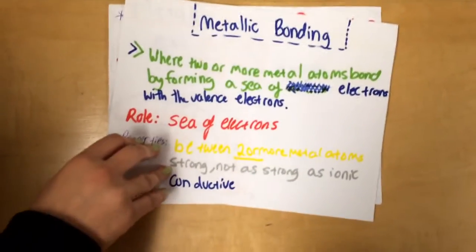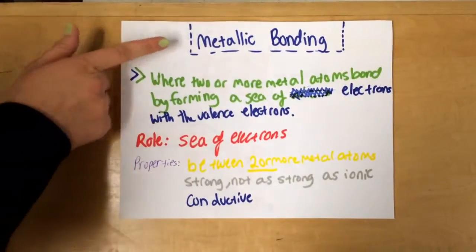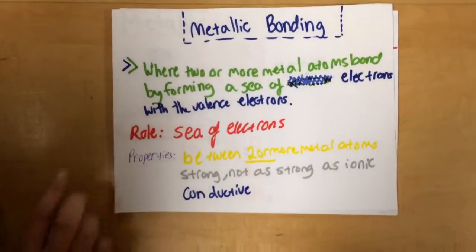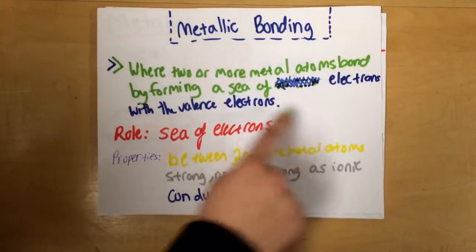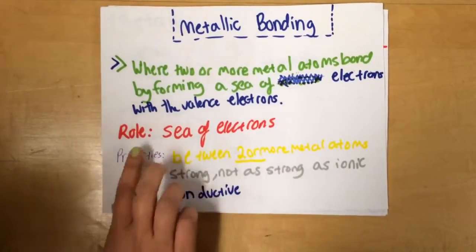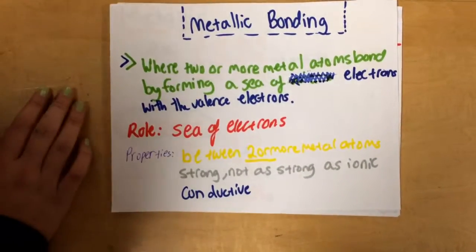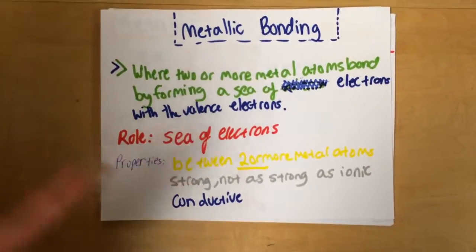So there are 3 bonds, and they are metallic, ionic, and covalent. The first one we're going to talk about is metallic bonding. It is where 2 or more metal atoms bond by forming a sea of electrons with the valence electrons. Their role is basically just being a sea of electrons. An example of that would be aluminum foil. All the electrons are stuck together.